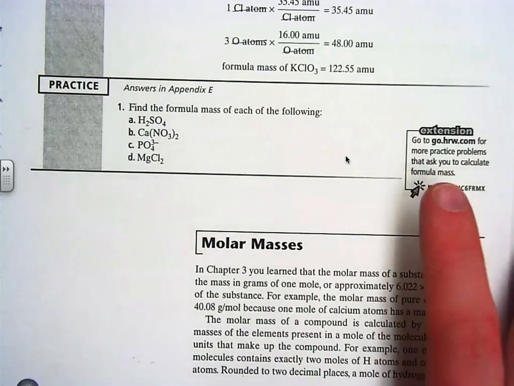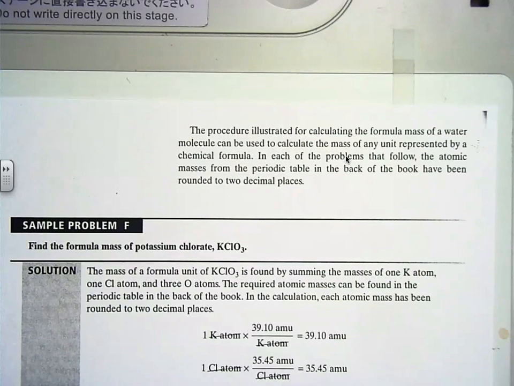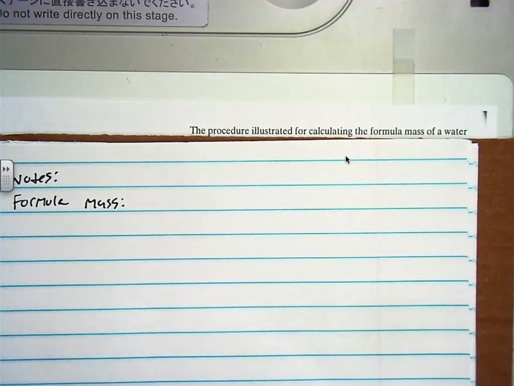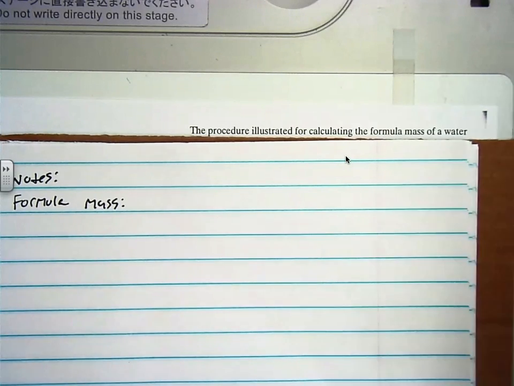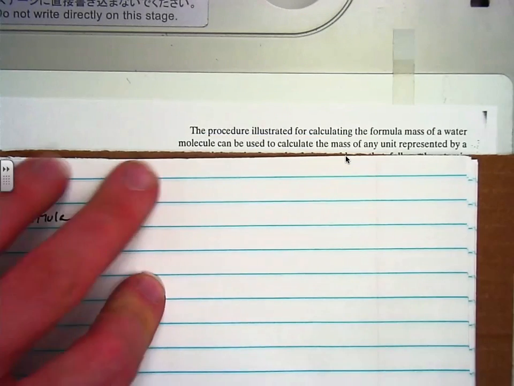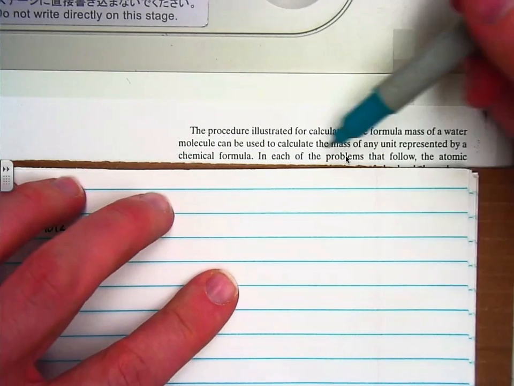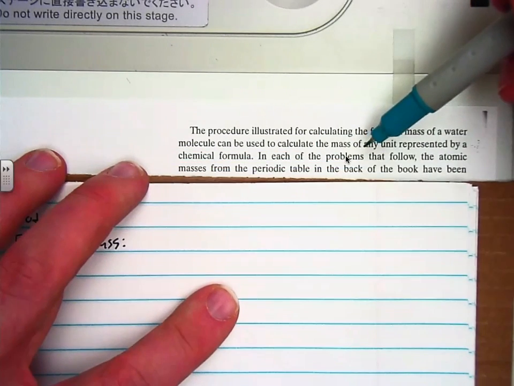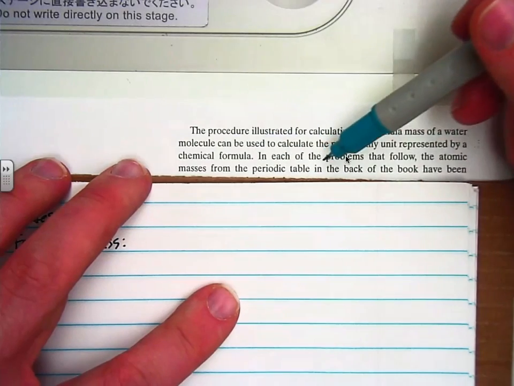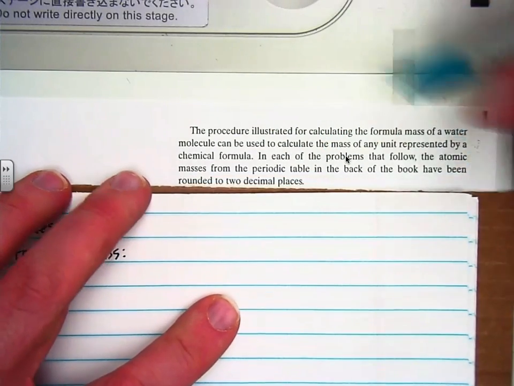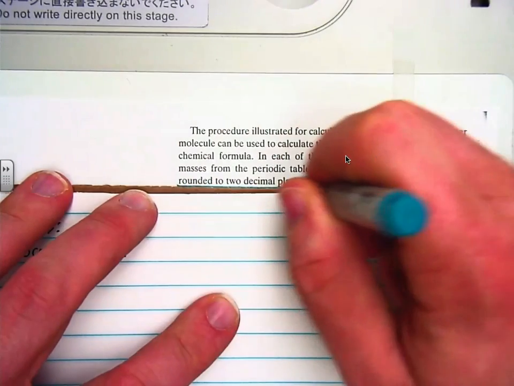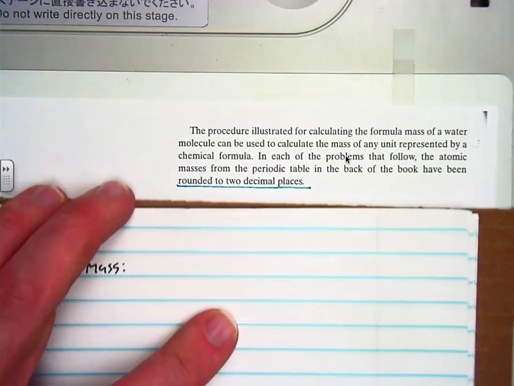Right, let's continue on. Page 238. The procedure illustrated for calculating the formula mass of a water molecule can be used to calculate the mass of any unit represented by a chemical formula. In each of the problems that follow, the atomic masses from the periodic table on the back of the book have been rounded to 2 decimal places, and that's what I want you to do. I want you to round to 2 decimal places.